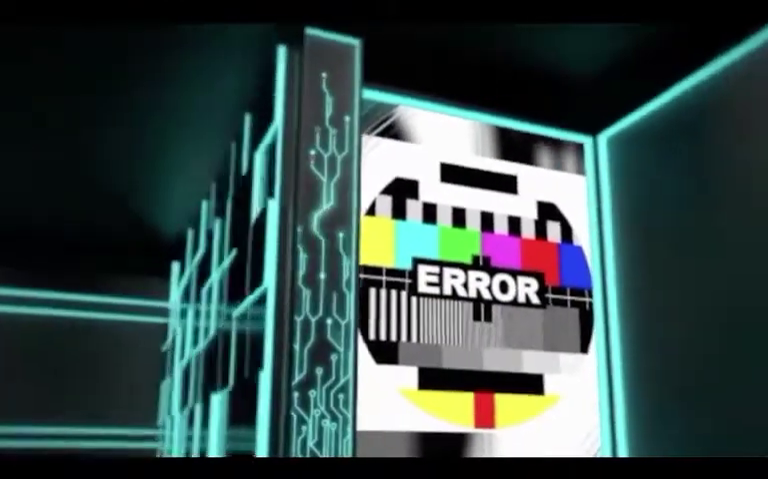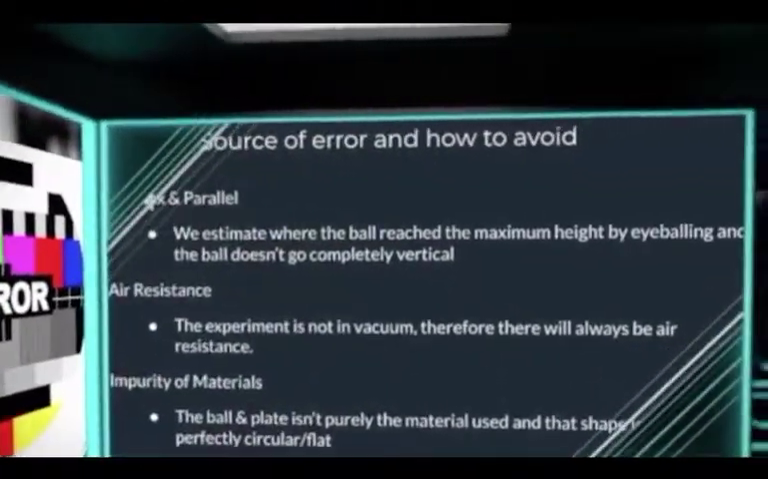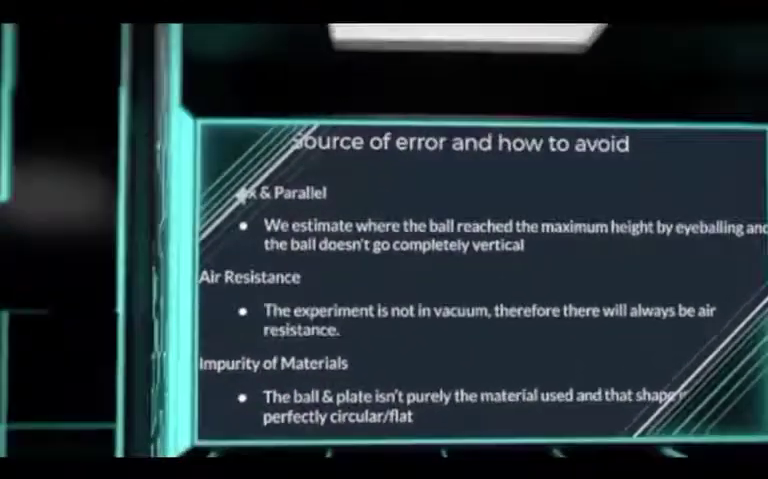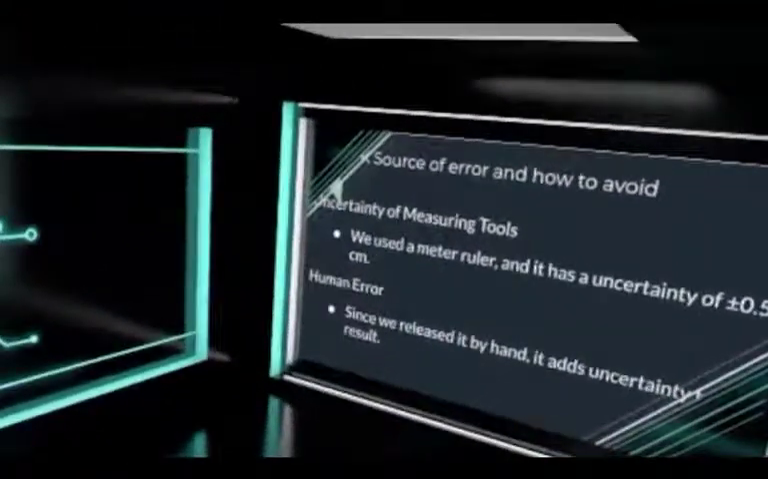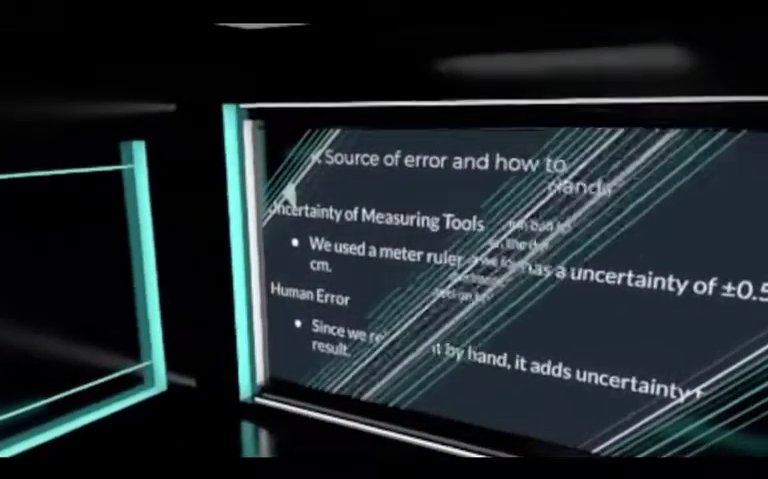There are a few things that can cause an error in the experiment. There are parallax error, air resistance, and impurity of materials. The uncertainty of measurement tools and human error are also sources of error.